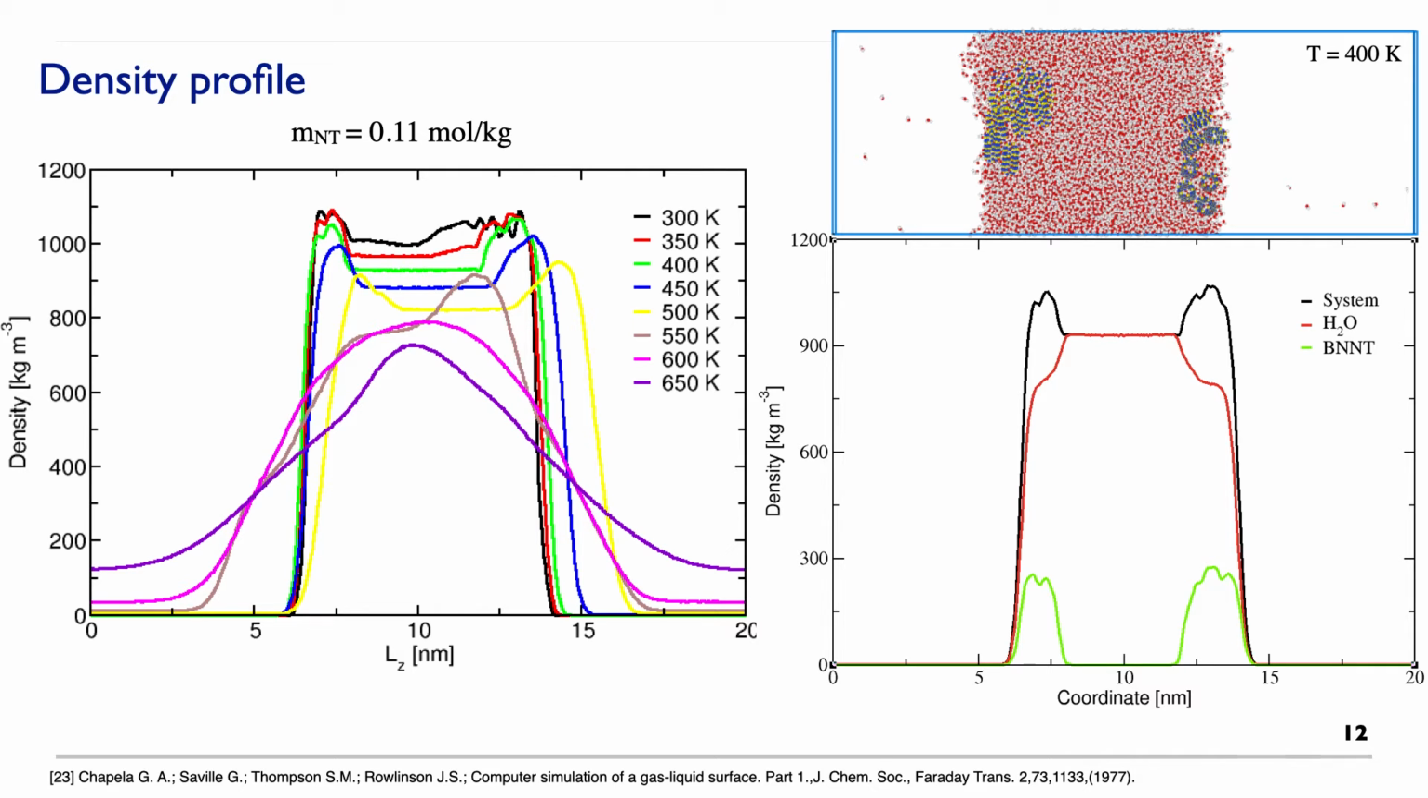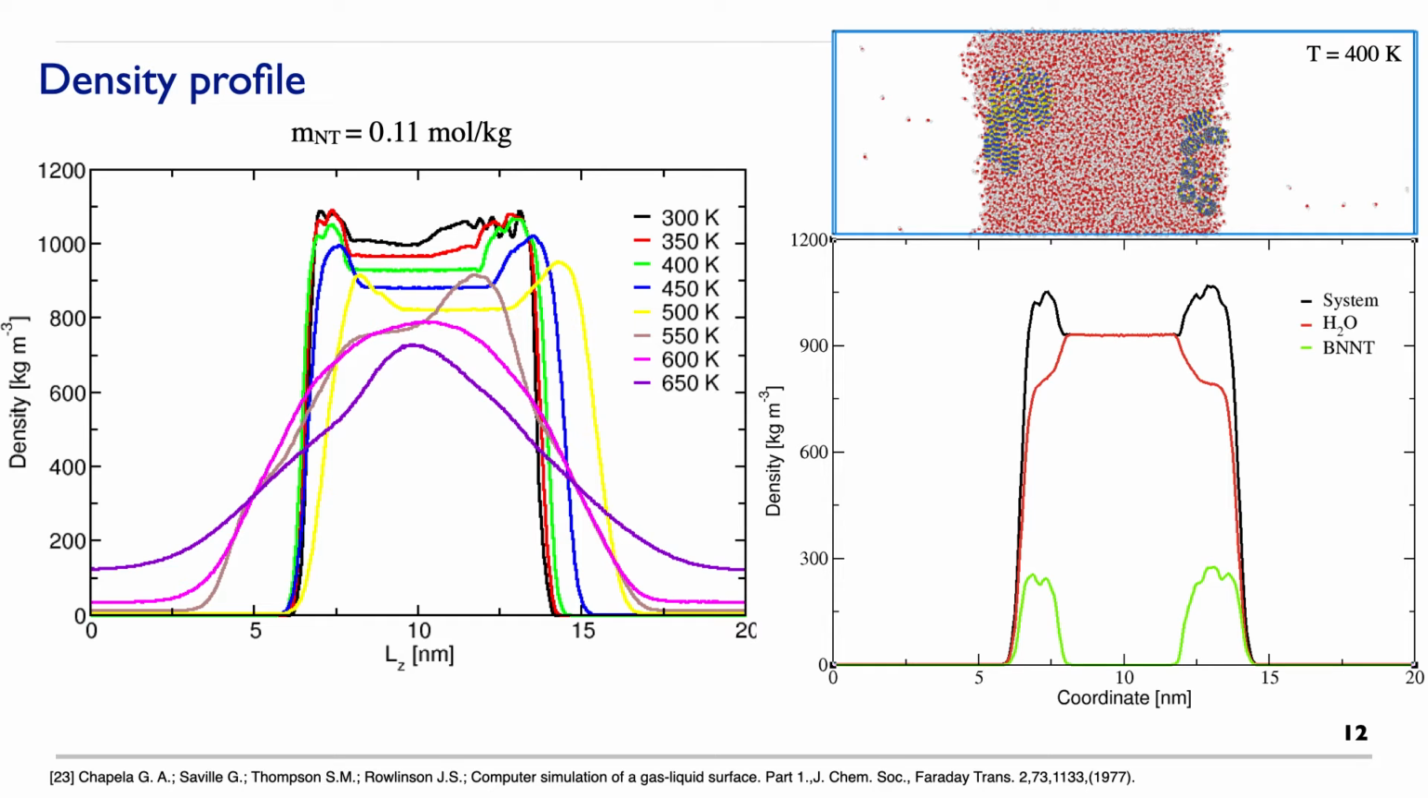To obtain the coexistence curve, we first compute the density profiles of the different simulations at the specific temperatures. This is done using the slab method, which consists of slicing the cell into different slabs and calculating the density. In the left figure, we show the density at different temperatures along the cell in the z direction. For the concentration of 0.11 mole per kilogram, each of these curves contains the contribution of the density by the water molecules and nanotubes.